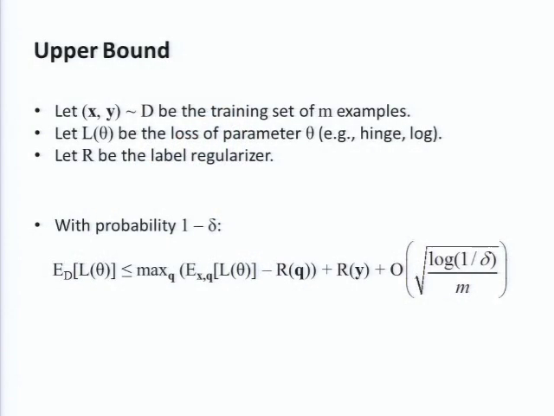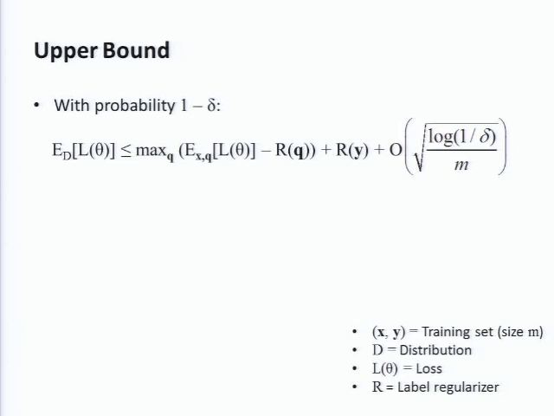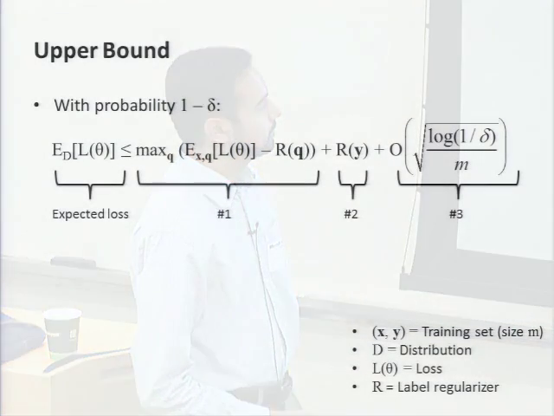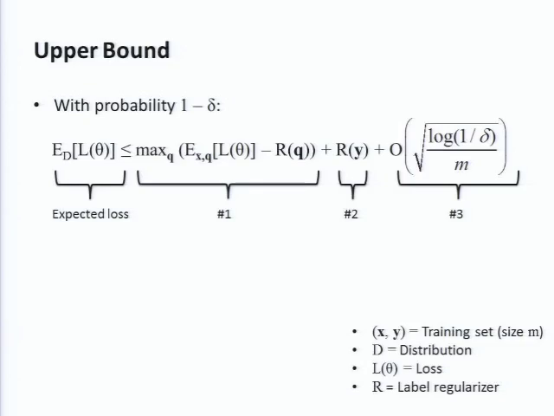Okay, so here's the upper bound. Again, x and y is a training set drawn from some distribution, and L is the loss of the parameter that you're trying to learn. It could be log loss or hinge loss or something like that. R is the label regularizer function that encodes the information. Then with probability 1 minus delta, we have the following somewhat difficult to parse upper bound. But luckily, the right-hand side is the sum of 3 terms, and each of these 3 terms has a nice intuitive interpretation. Let me walk you through it to help you understand what this bound is really saying.